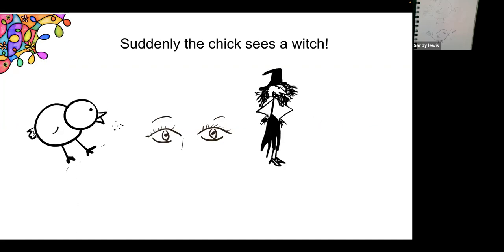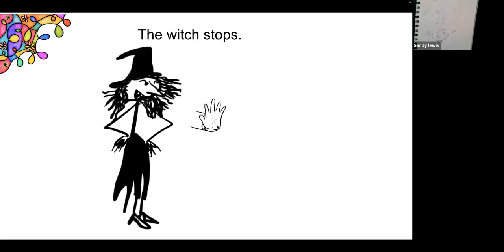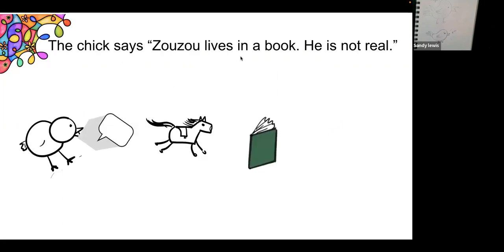The chick sees a witch. Again, you can take the words away, see what the kids are saying. The chick says, stop to the witch, stop. I love that. Stop to the witch. And of course, the witch stops. The chick says, Zuzu lives in a book.